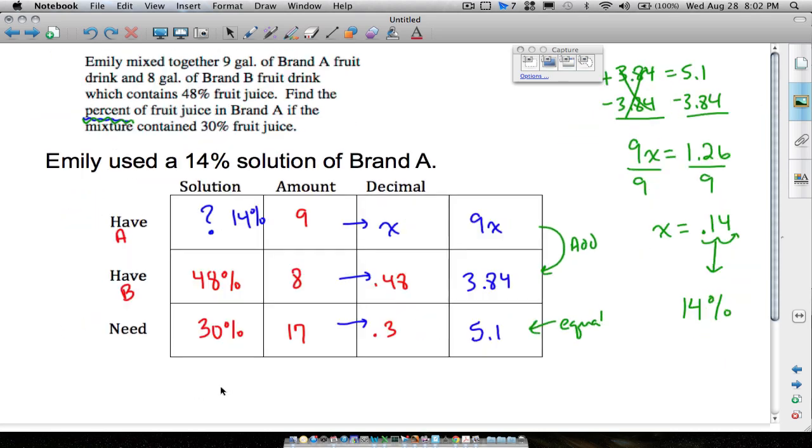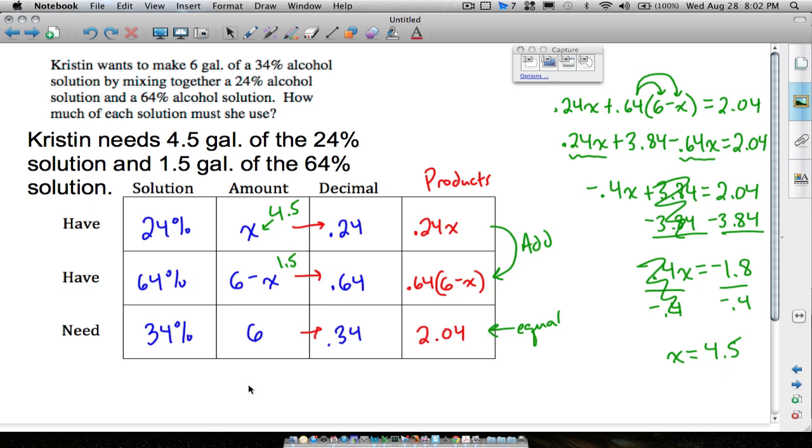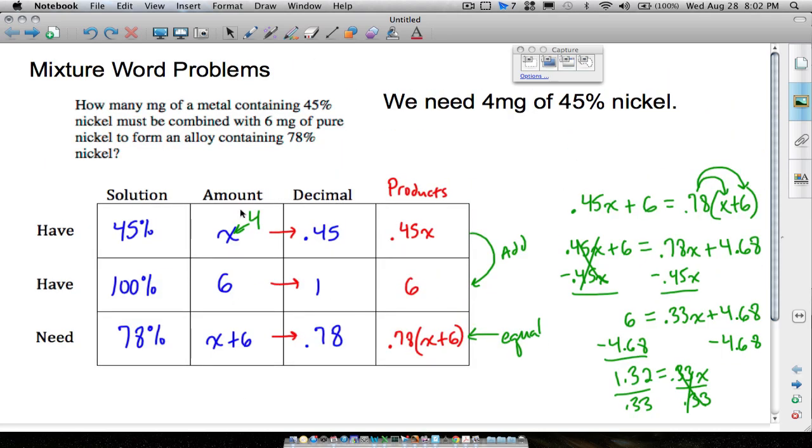Let's look at another one that's a pretty big difference between them. Pure 100% and 45%. We obtained a 78%. What is 78 closer to? 78 is closer to 100 than it is 45. That's why, since 78 is closer to 100, we're going to use more of the pure, the 100% nickel in this case, than we did the 45% nickel. And again, that's because the solution we're trying to obtain is closer to this number than this number.